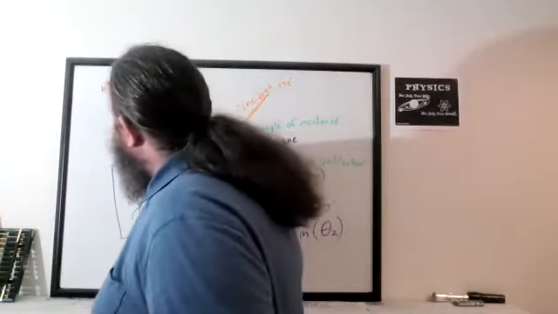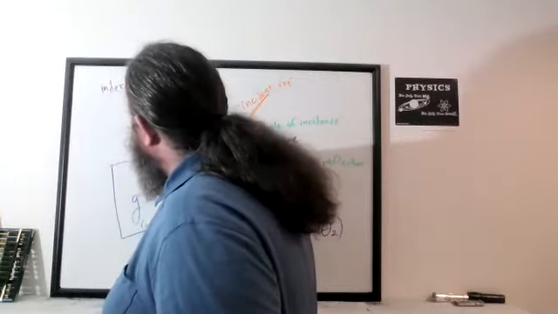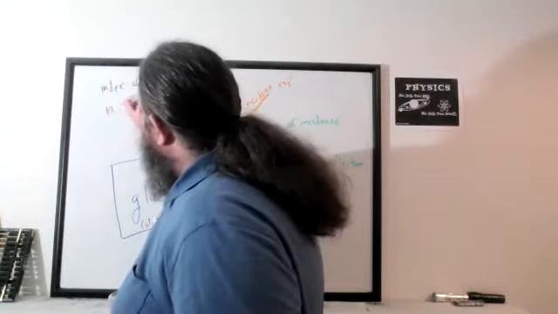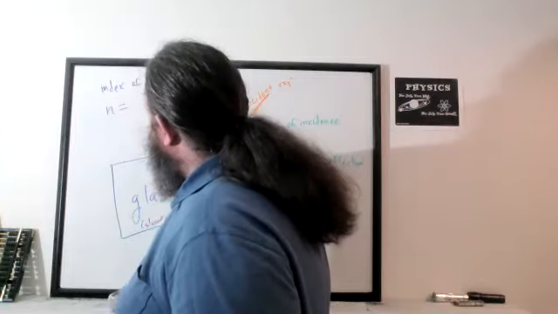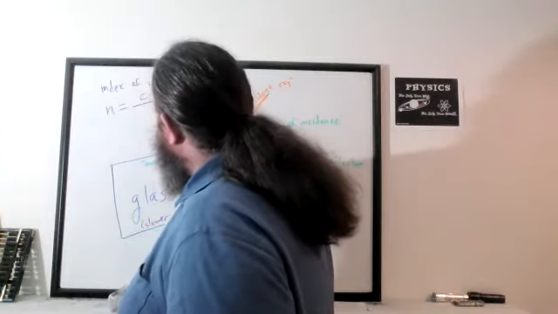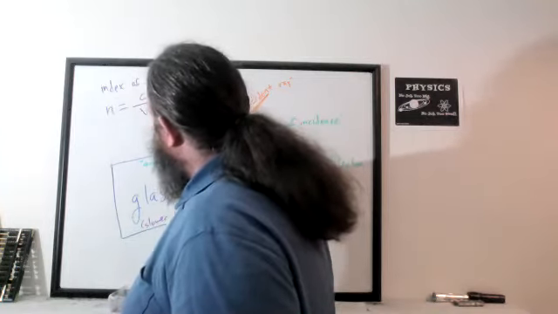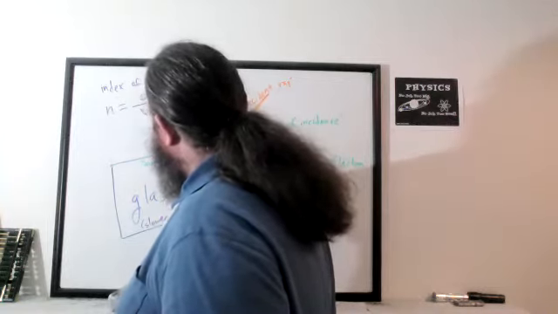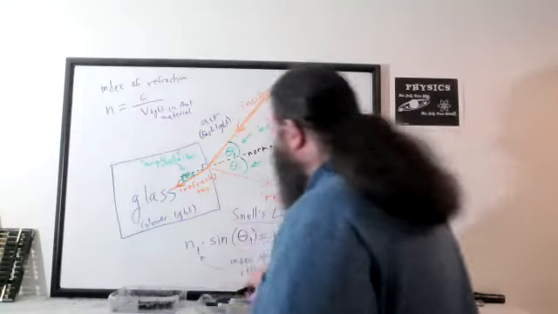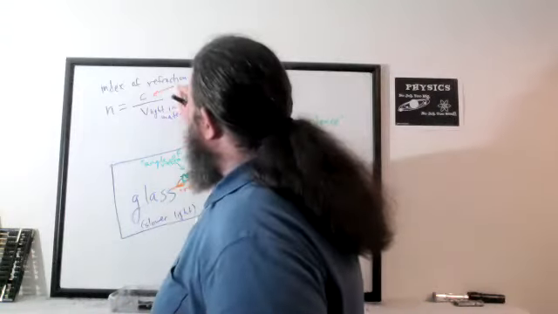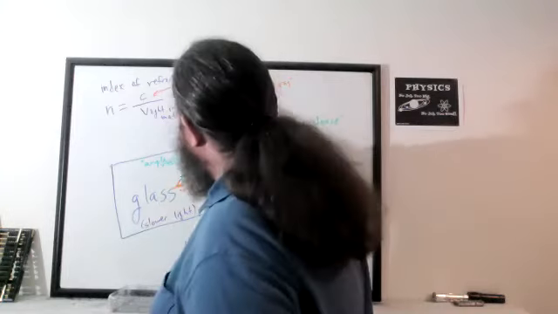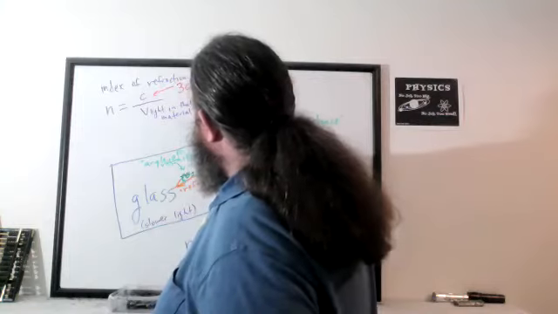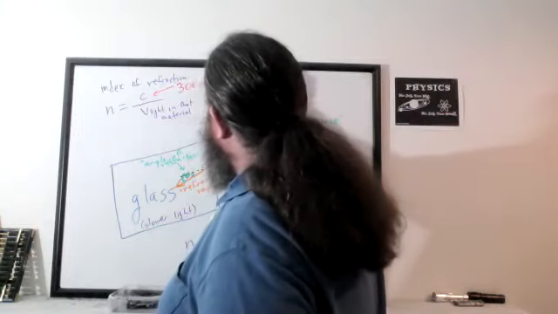And the way it's formally defined is as a ratio. Specifically, it's the speed of light in a vacuum divided by the speed of light in that material. And the speed of light in a vacuum is the usual 300 million, or 3 times 10 to the 8th meters per second.